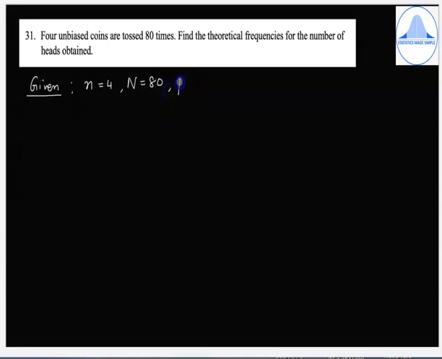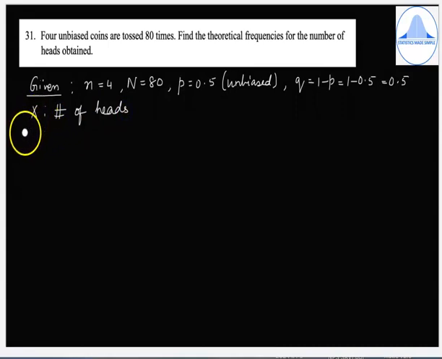So the probability of getting a head when a coin is tossed is 0.5. This is because of the word unbiased. Similarly, now find out Q, which is 1 minus P, that is 1 minus 0.5, which is equal to 0.5. The next step is to define capital X as the number of heads. We are aware that a problem related to coins which are tossed more than once but a finite number of times follows the binomial distribution. So now let us write the PMF of the binomial distribution.